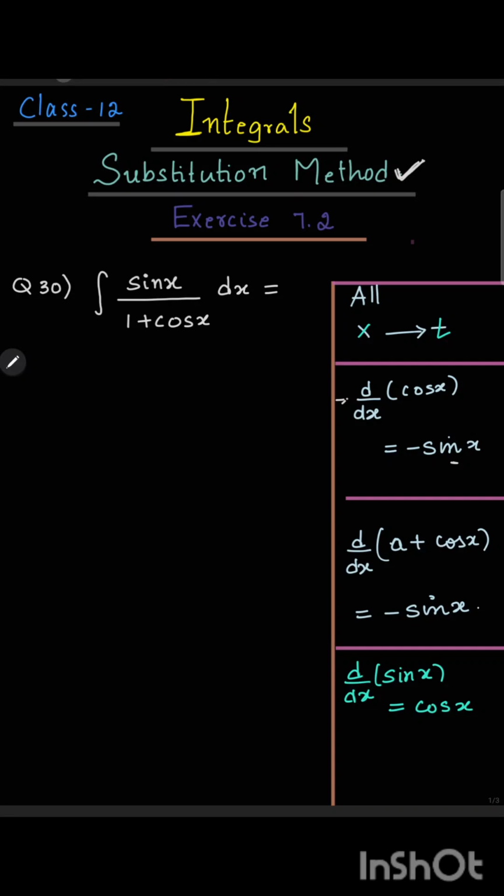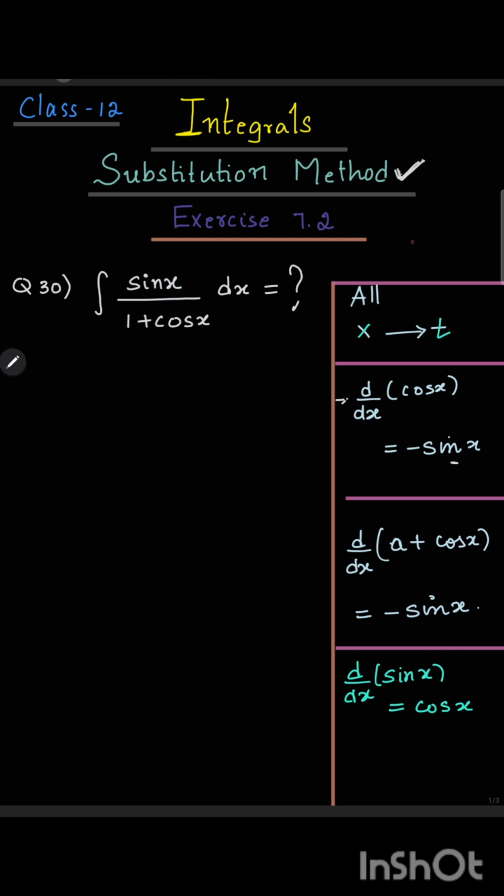From the integrals chapter, exercise 7.2, we have completed 29 questions. So now we will solve the 30th one. We have to find the integral of sin x divided by 1 plus cos x with respect to x. So we have to find the integral of this trigonometric function.